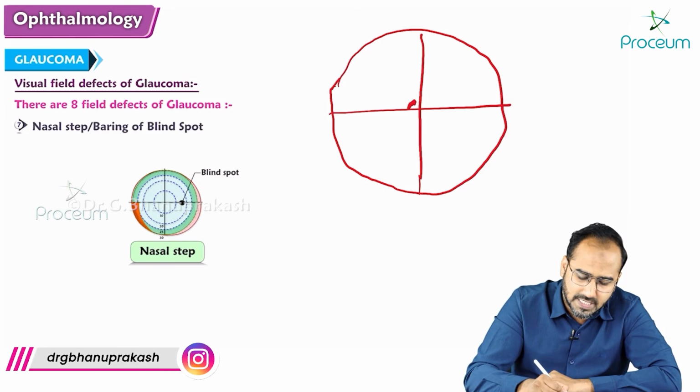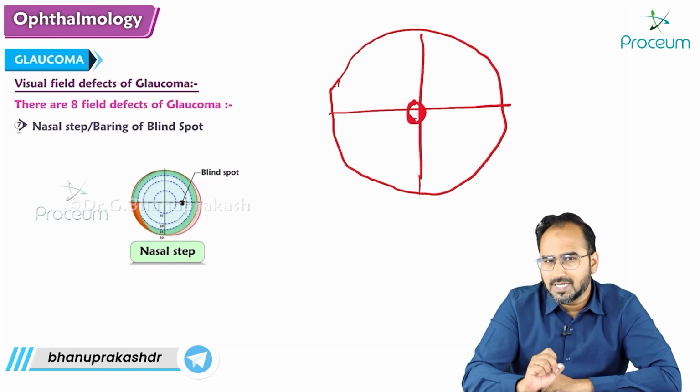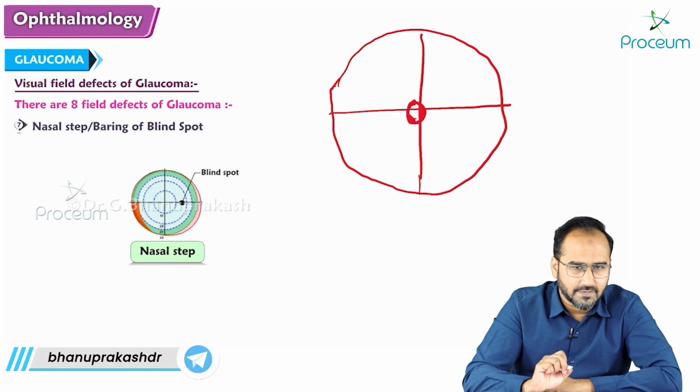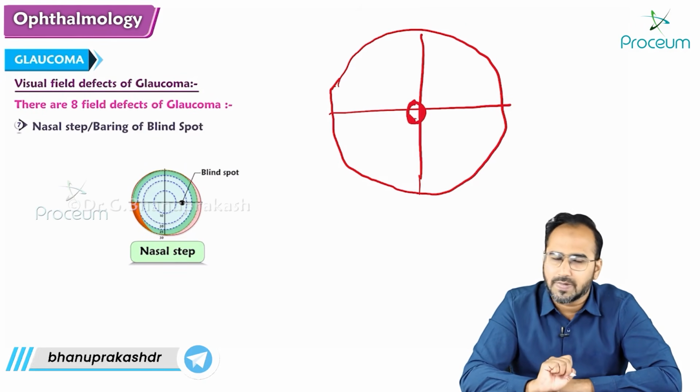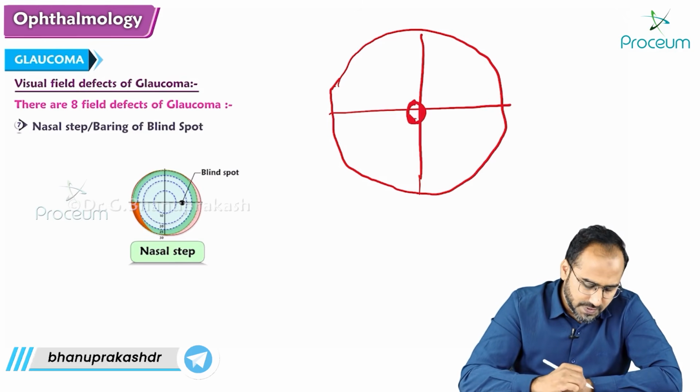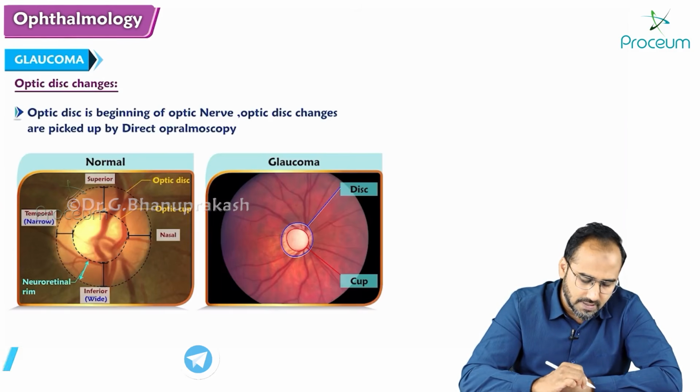Paracentral is there, pericentral is there. Then there is arcuate scotoma, then it takes the shape of a sickle, that is called Seidel scotoma, double arcuate scotoma, and there is generalized constriction of vision or generalized depression of vision. These were the visual field defects that you see in glaucoma.